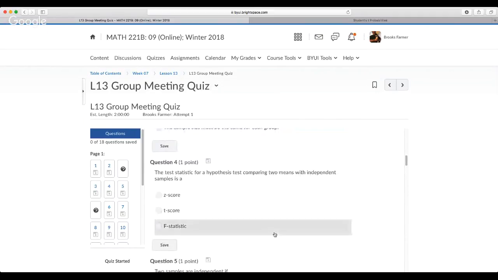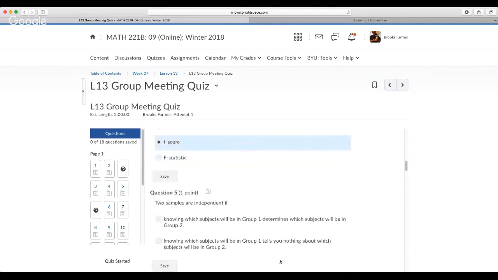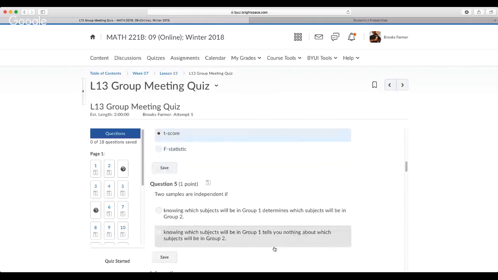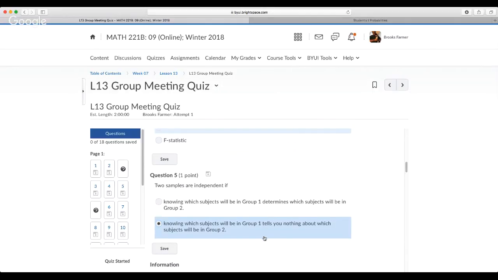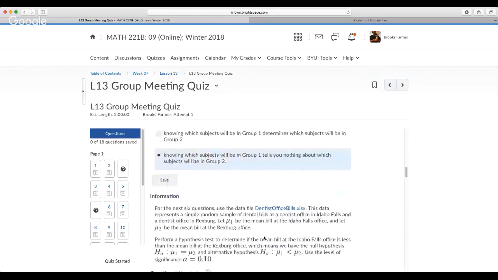Number 4. The test statistic for a hypothesis test comparing two means with independent samples is the t-score. Two samples are independent if knowing which subjects will be in group 1 tells you nothing about who will be in group 2. I think that's obvious. The first one would be the paired. The paired, yeah. Sorry. Perfect.